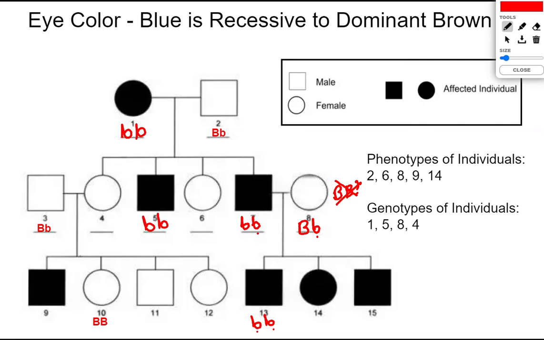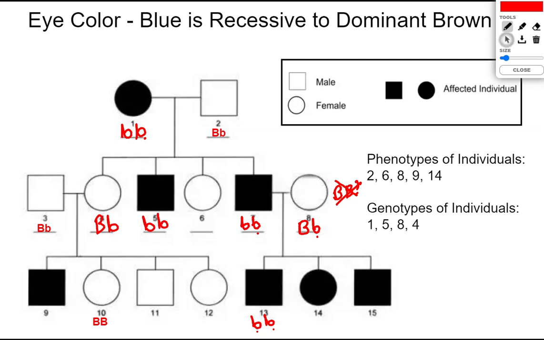All right, let's take a look at number 4. Okay, number 4. What's number 4? Well, we know that it gets one little b from mom, and it has to have a big B because it's brown. So figuring out genotypes, sometimes you have to look at the parents of the offspring, and sometimes you have to look at the actual offspring that are created, like we did in number 8.